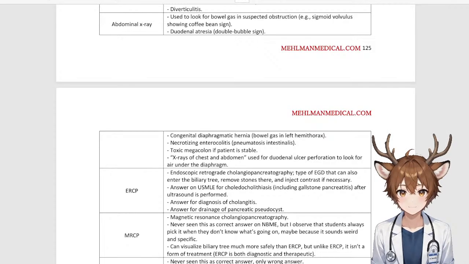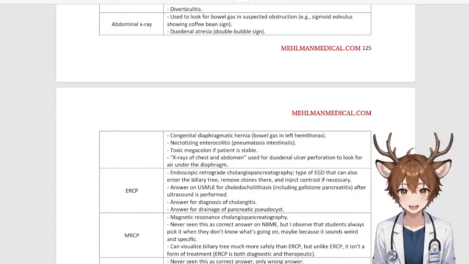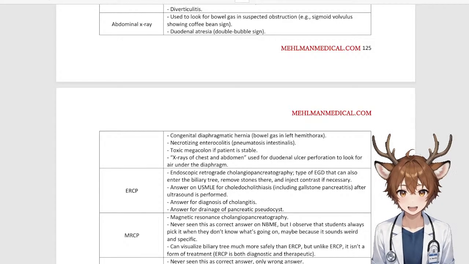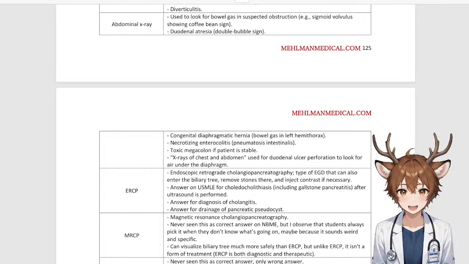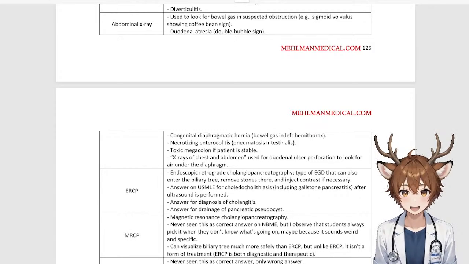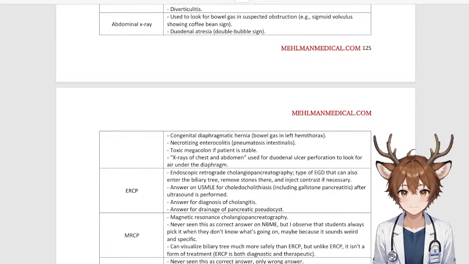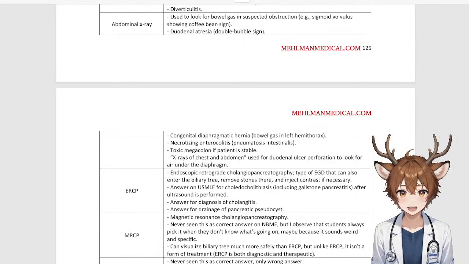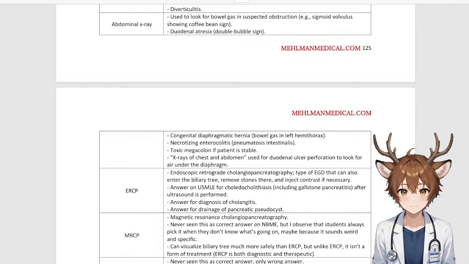Abdominal X-ray. Used to look for bowel gas and suspected obstruction, for example, sigmoid volvulus showing coffee bean sign. Duodenal atresia, double bubble sign. Congenital diaphragmatic hernia, bowel gas in the left hemithorax. Necrotizing enterocolitis, pneumatosis intestinalis. Toxic megacolon if a patient is stable. X-rays of chest and abdomen are used for duodenal ulcer perforation to look for air under the diaphragm.